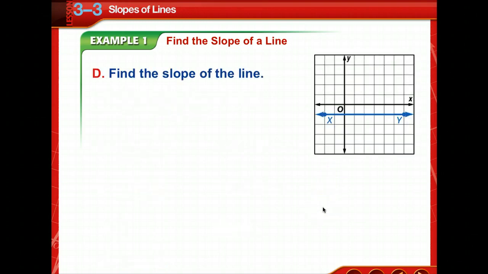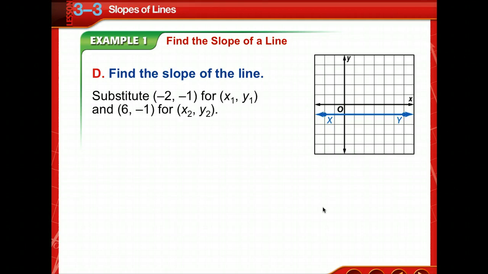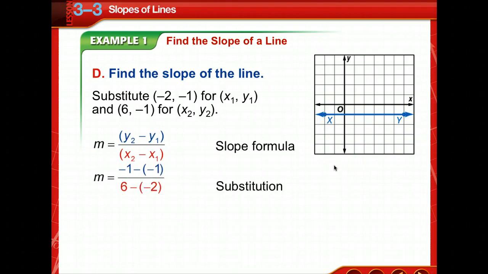Now, the slope of this line. We've got a horizontal line. We picked 2 points, -2, -1, and 6, -1. Substitute into the equation. 0 over 8. Now we can take 0 and divide it by 8. The answer is 0. This one has a 0 slope.